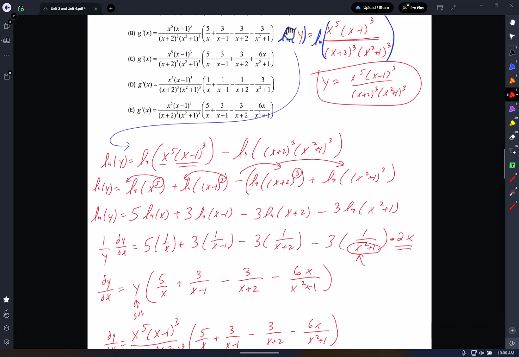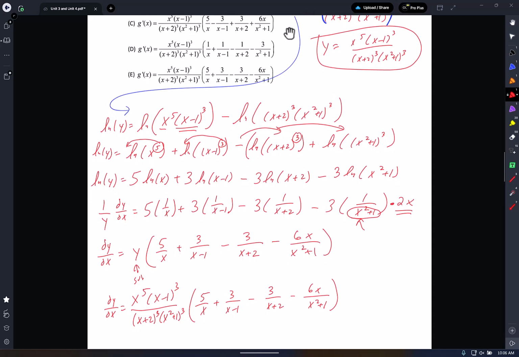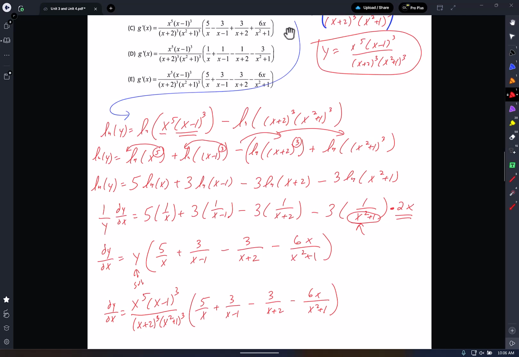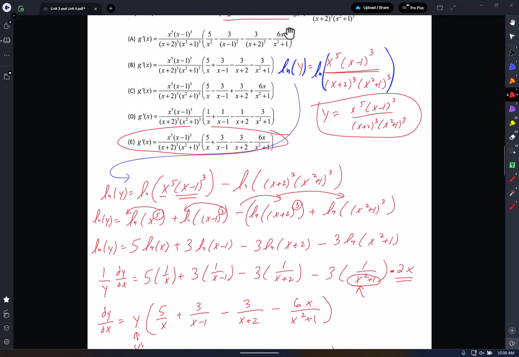x to the fifth, 5 over x plus 3 over (x minus 1) minus... It looks like it's letter E. I don't see any issues. I think we're good.